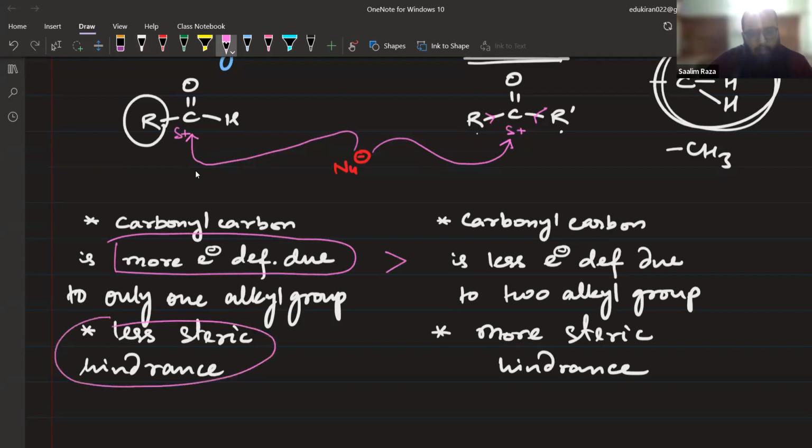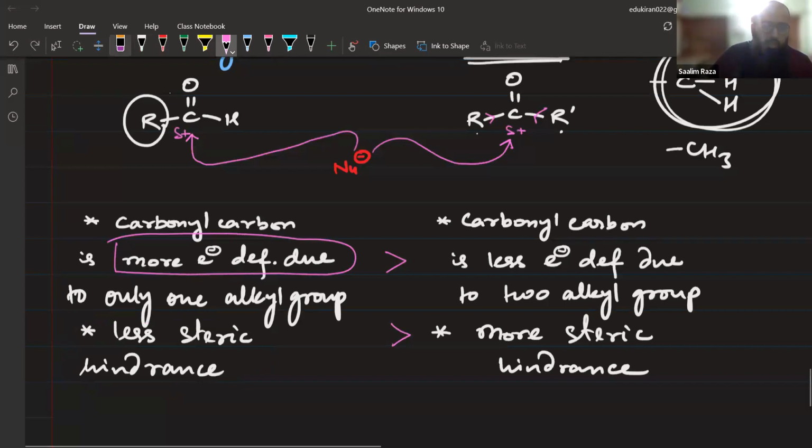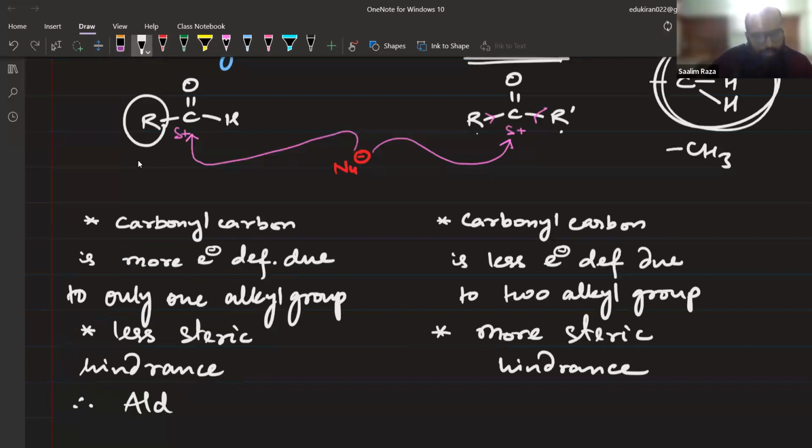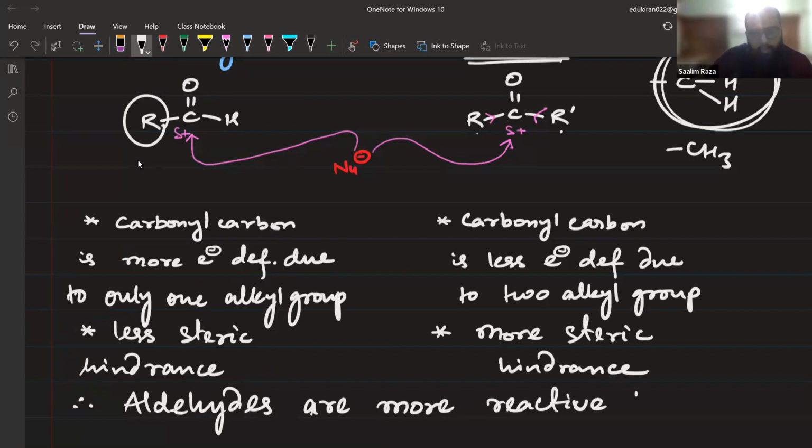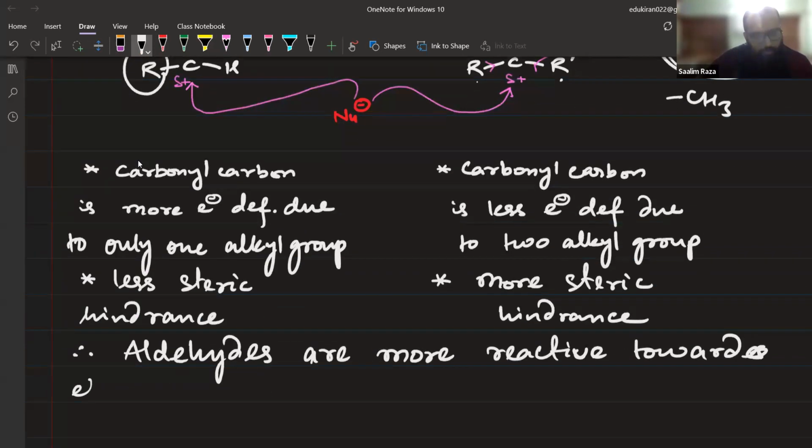Nucleophile will easily approach the carbonyl carbon because less steric hindrance, and यहाँ पे more steric hindrance, that means nucleophile cannot attack the carbonyl carbon because of what, more barriers here. तो आसानी से अटैक अभी भी कहाँ होगा, aldehyde में. Due to the above two reasons we can say therefore aldehydes are more reactive towards nucleophilic addition reaction due to the above reasons.